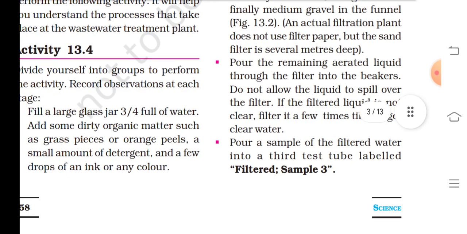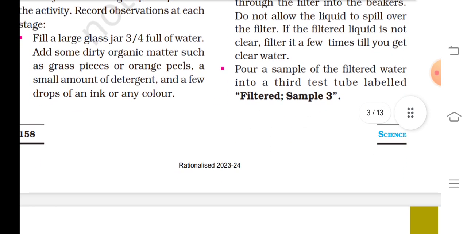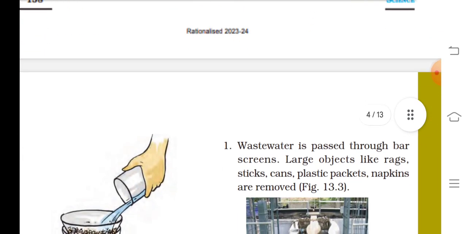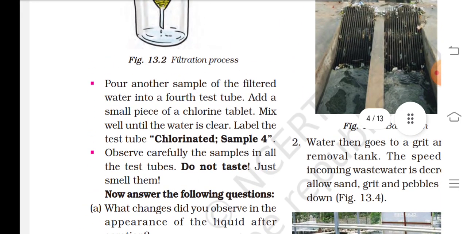Pour the remaining aerated liquid through the filter into the beaker. Do not allow the liquid to spill over. If the filtered liquid is not clear, filter it a few times till you get clear water. Pour a sample of the filtered water into a third test tube labeled filtered sample 3. Pour another sample of the filtered water into a fourth test tube.